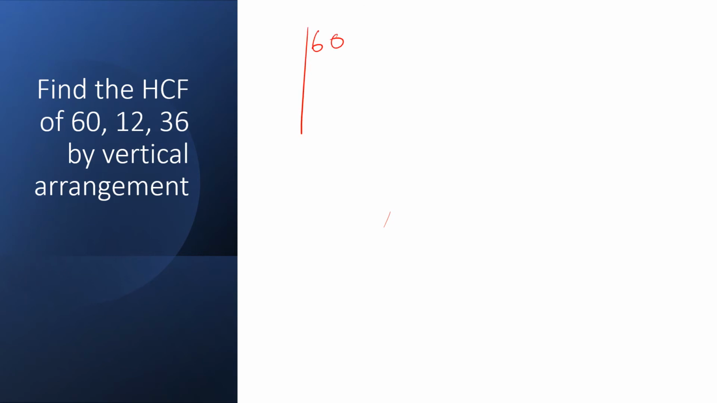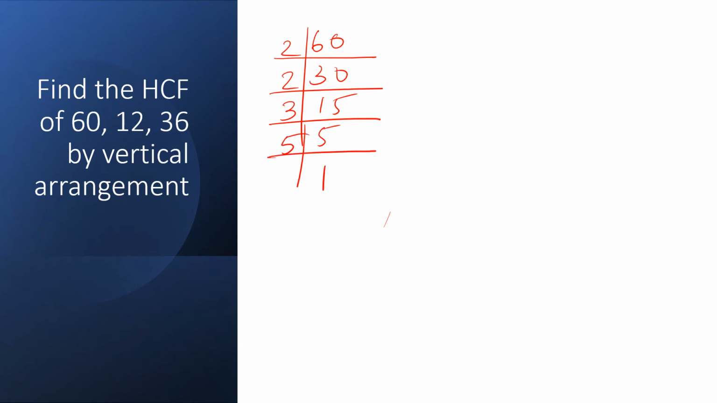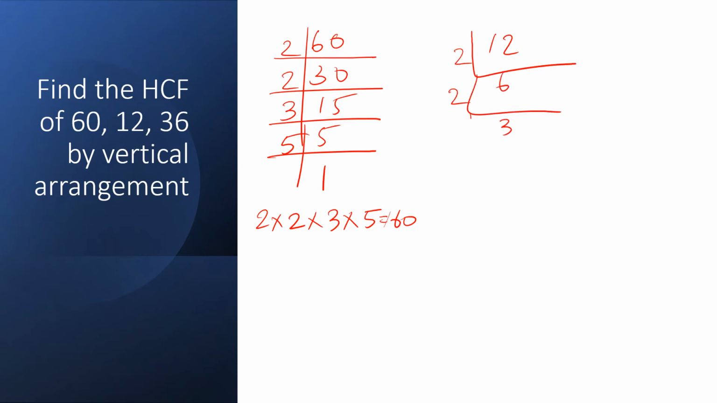60, you will factorize: 2, 30; you will factorize 2, 15; you will factorize, it is equal to 3, 5 3s are 15, and you will conclude here 5. Then you will write 2 into 2 into 3 into 5 is equal to 60. The next number is 12. So simple, you will write 2, 6, again you will write 2, 3, you will write 3, 1. You will write 2 into 2 into 3 is equal to 12.